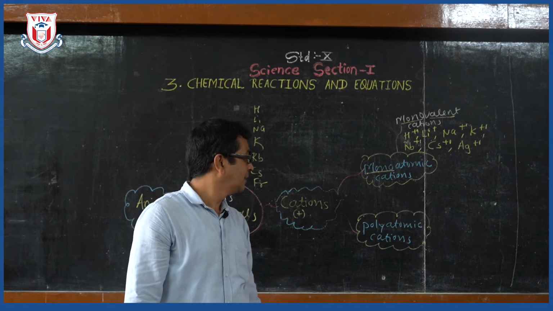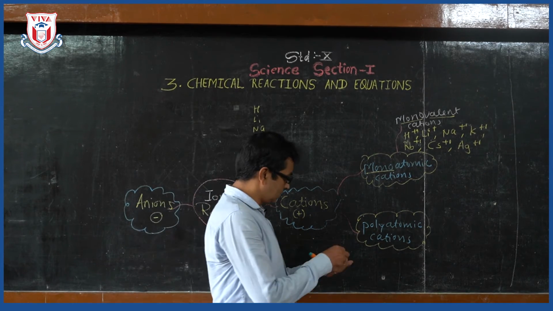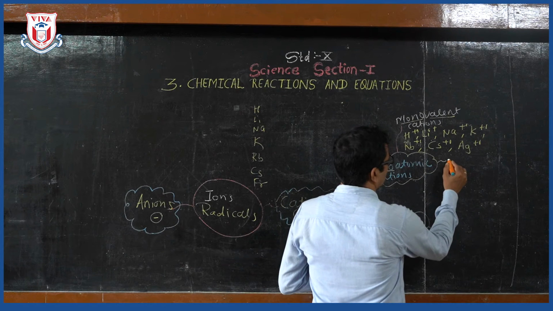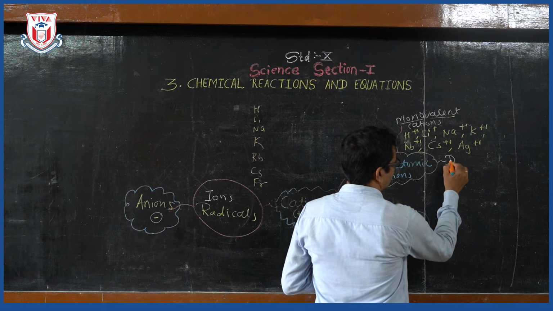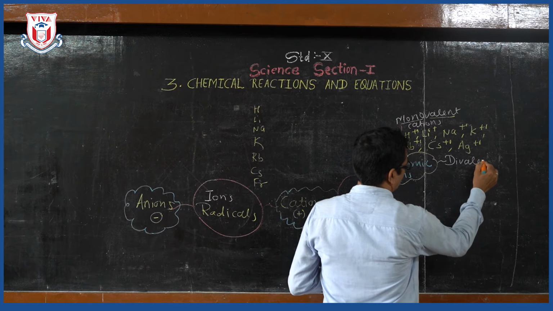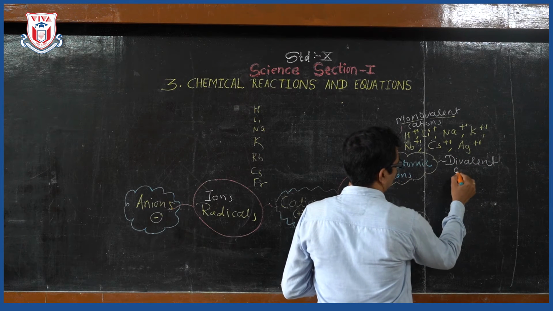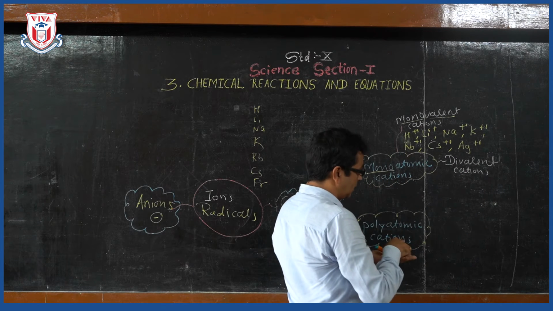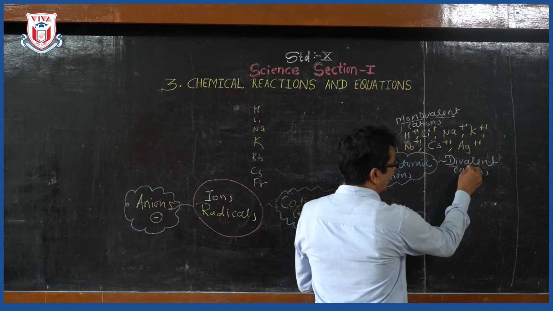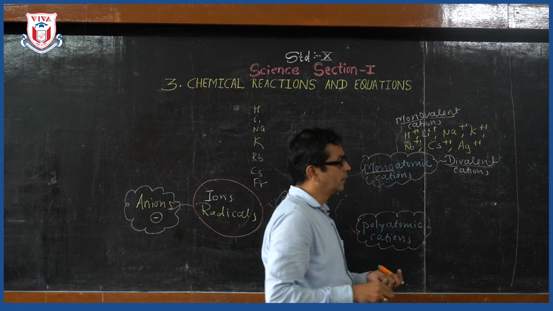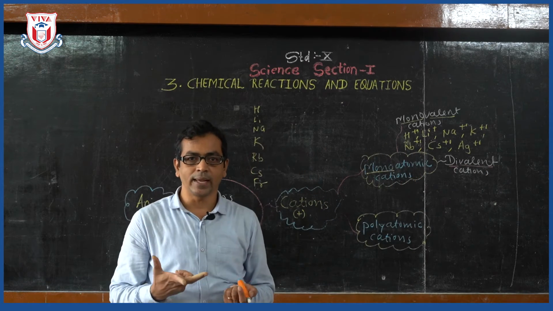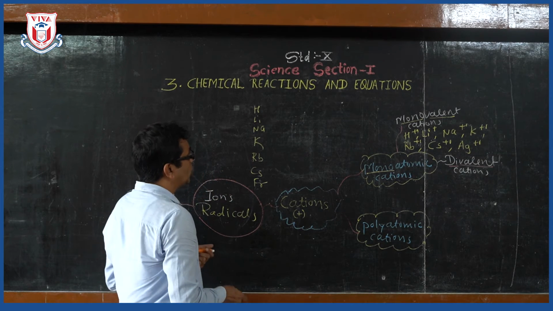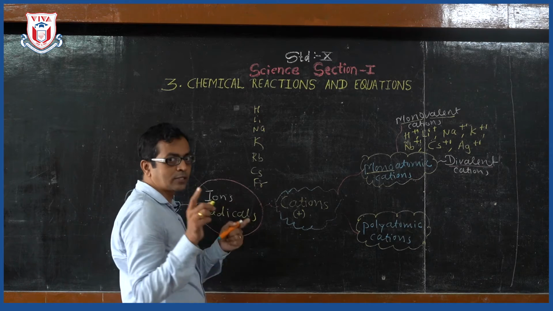Now next type is divalent cations. Di is nothing but 2. Valent means valency. The cations having 2 valency are called divalent. Again, you know that group 2 we have seen in the periodic table.